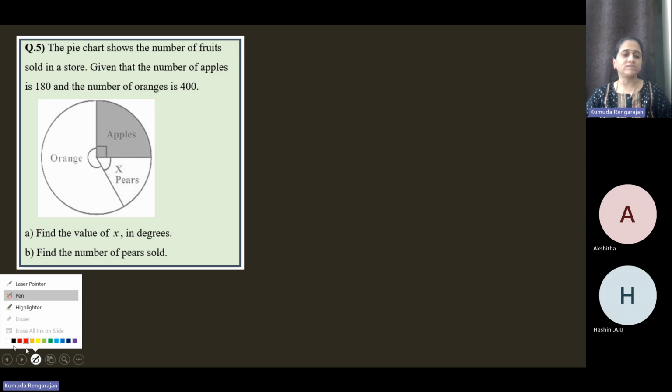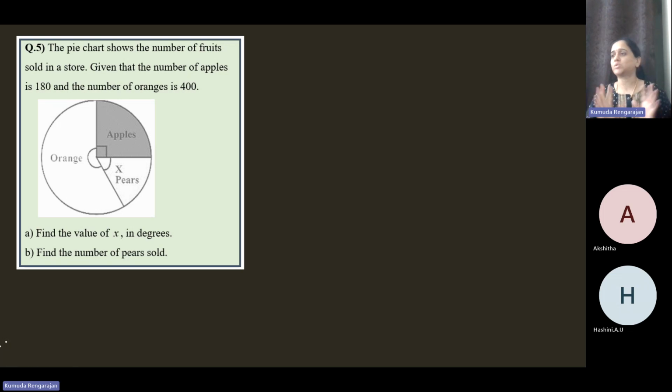So pie charts must always be done using a proportion. Proportion is the easiest way of handling questions when it comes to pie charts and a few other concepts. So now, since we're doing pie charts, for pie charts use proportion. How do we use proportions? So it's like this.